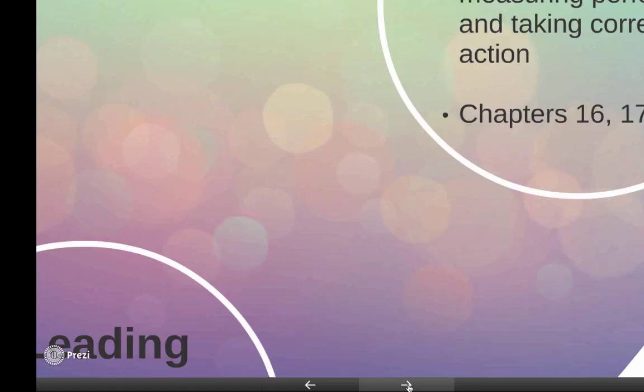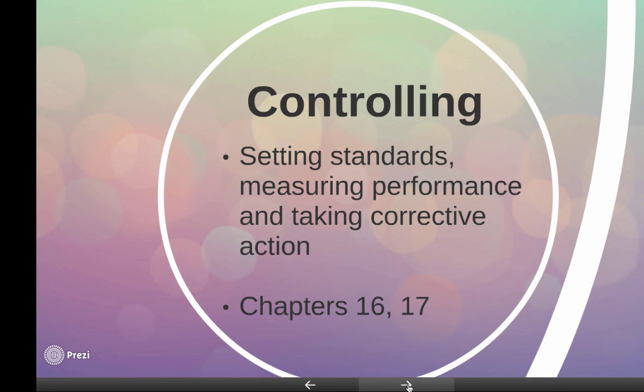Then finally, the fourth function is often overlooked, and that is controlling. As managers, we need to set standards, we need to measure performance for our teams, and when necessary, take corrective action. So what are the ways that we can control effectively? Can it be overdone? Can it be too light? In chapters 16 and 17, we'll look at various ways that we can control activities.